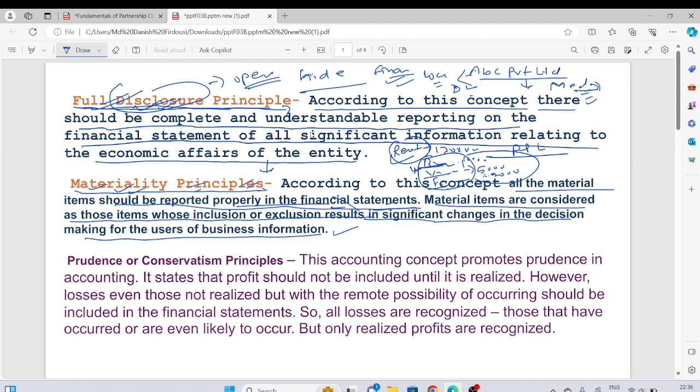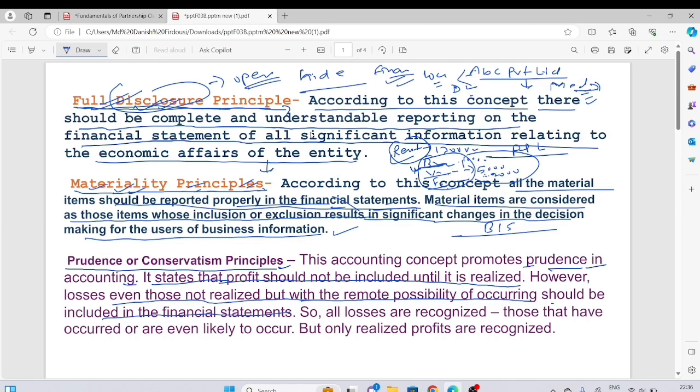Now come to the other concept, the prudence or conservative principle. This accounting concept promotes prudence in accounting. Prudence in the sense it states that profit should not be included until it is realized. However, losses, even those not realized but with a remote possibility of occurring, should be included in the financial statement. Suppose you are preparing the financial statement or balance sheet of your firm.